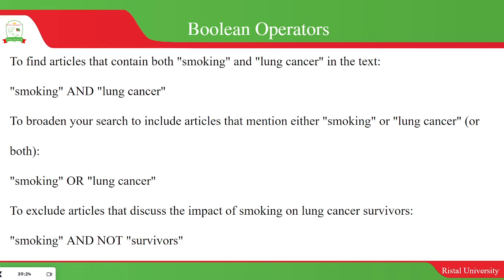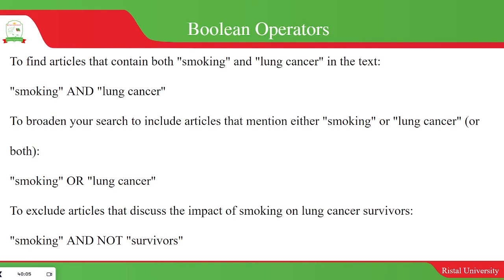And then sometimes you want to eliminate a word that is associated with what you're searching. Okay, so you're searching for smoking and lung cancer, but you don't want anything to do with lung cancer survivors. And then you add these Boolean operators, AND NOT. So you're searching for the word smoking, but you don't want anything to do with the research article that has the word survivors in it. So those are Boolean operators.